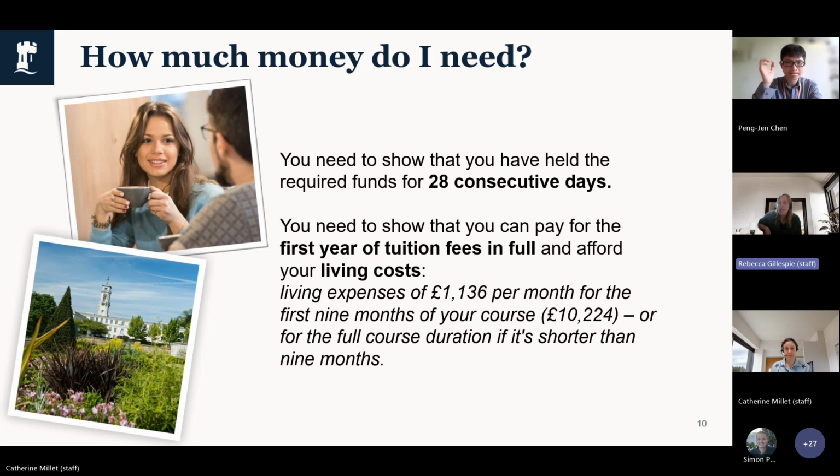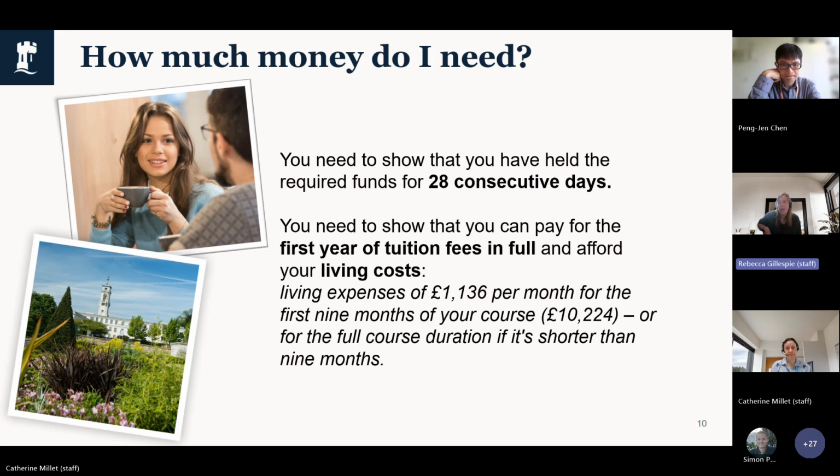The funding that you will need to show is 1 year's full tuition fee plus living costs. Your tuition fee will be confirmed on your CAS. You will then need to show living costs up to a maximum of 9 months, so £10,224. This group will need to prepare the full amount in terms of living costs. So that will be 1 year's full tuition fee plus living costs, £10,224.